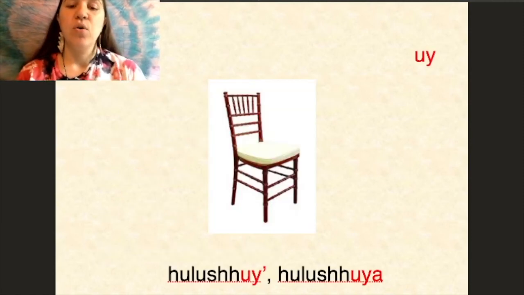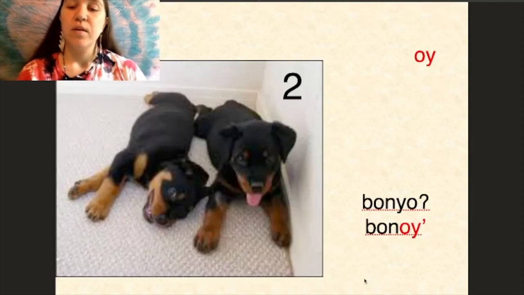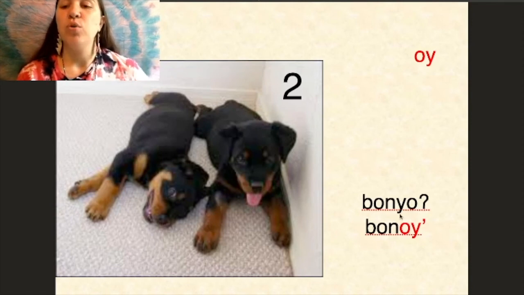So here we have holoshoi, holoshoya. This is our word for chair. And here again is our word for number two. Bonyo. Bonoi. Oi.